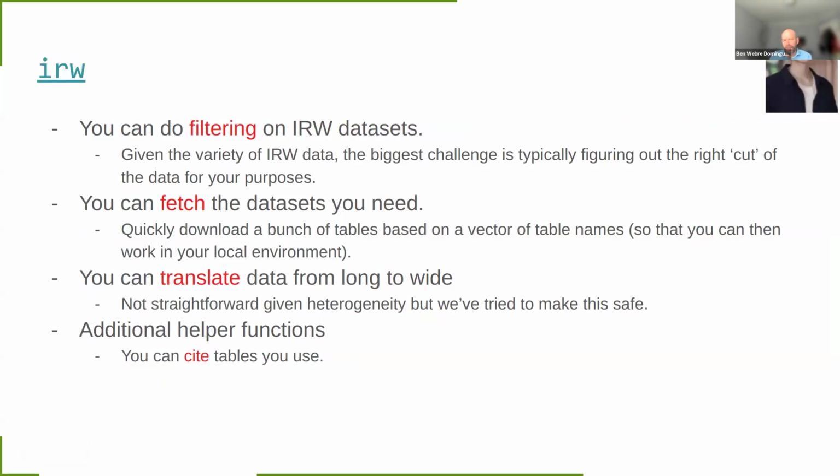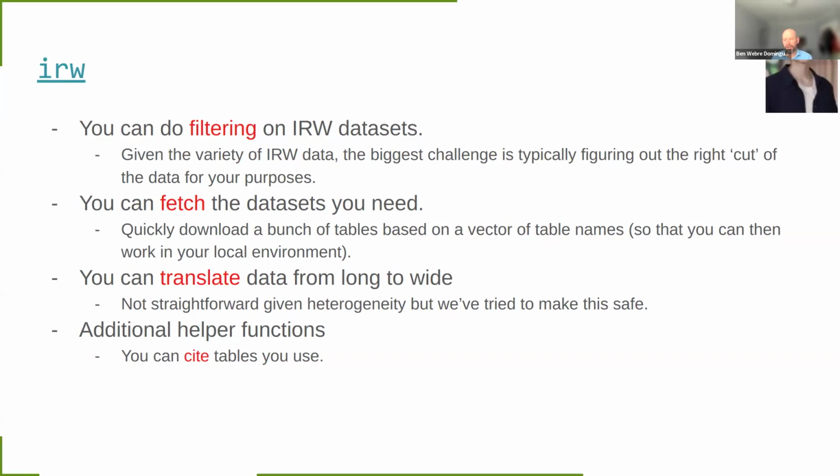The IRW R package is really, I think, going to simplify the process of working with this kind of data. There are a lot of things you can do with it, and what I want to emphasize here is that you can first filter on IRW data sets, so you can get the right kinds of data sets for your purposes. You can filter based on the number of response categories, the number of items, those kinds of things. Once you've filtered to the tables you want, you can then fetch them directly from the IRW package using a very simple command that just takes a vector of table names and downloads all of them from the Redivis site.